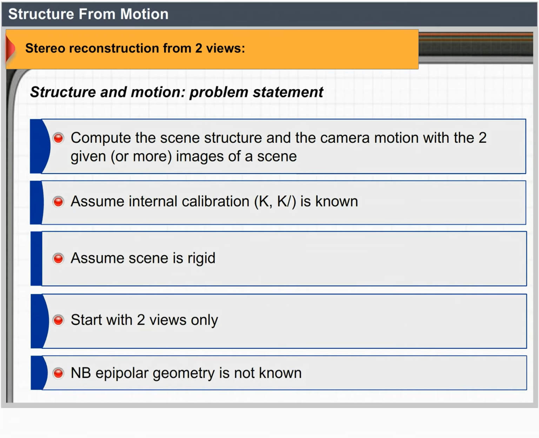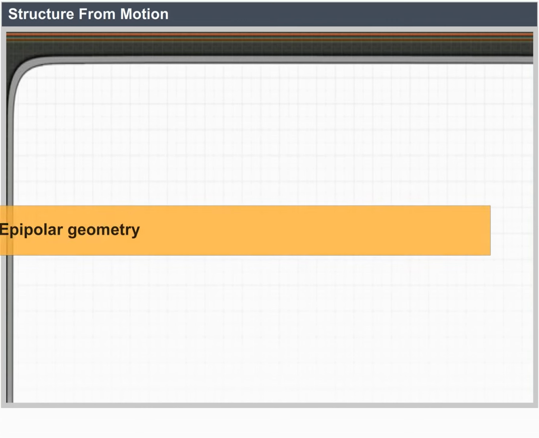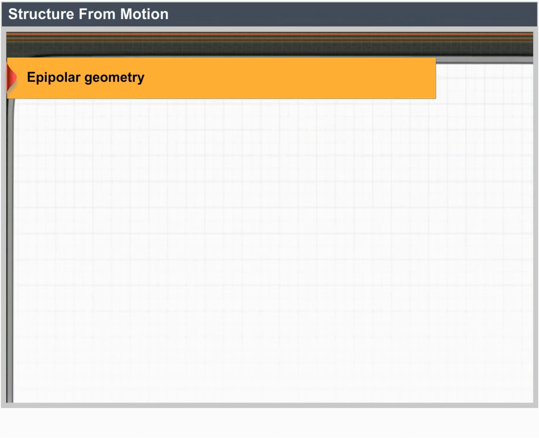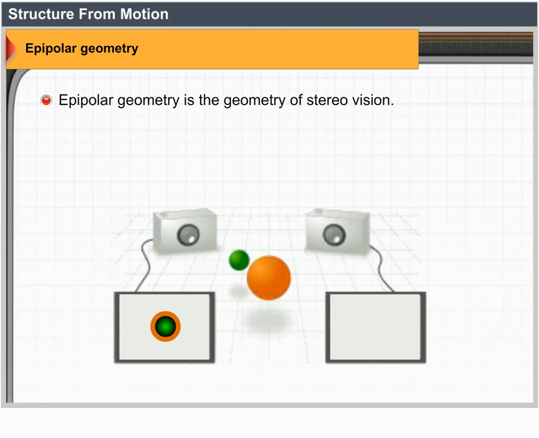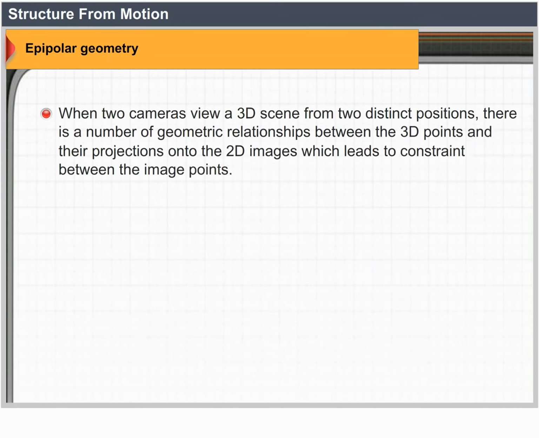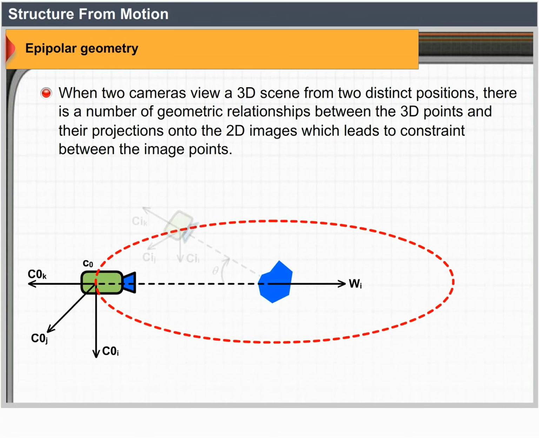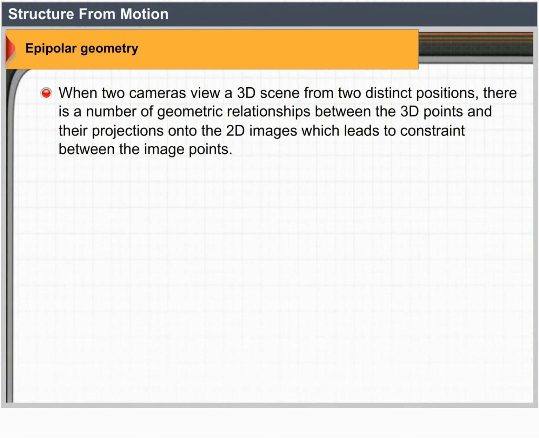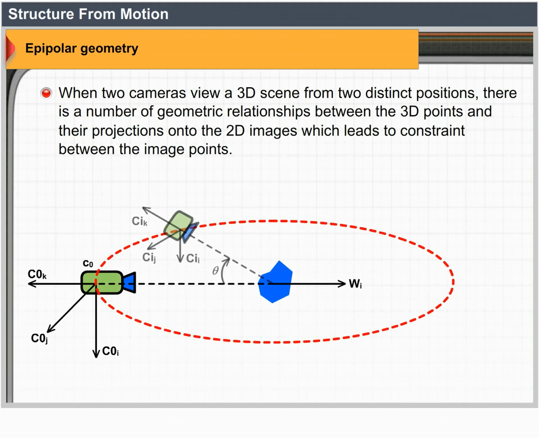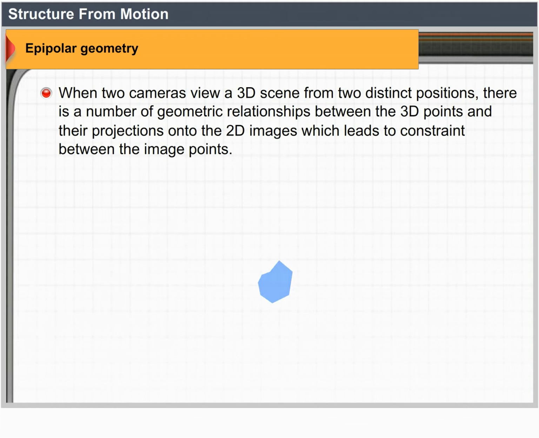Epipolar geometry. Epipolar geometry is the geometry of stereo vision. When two cameras view a 3D scene from two distinct positions, there are a number of geometric relations between the 3D points and their projections onto the 2D images that lead to constraints between the image points.